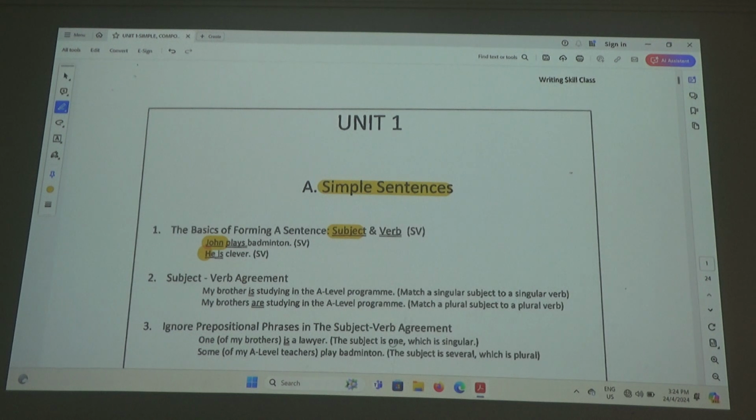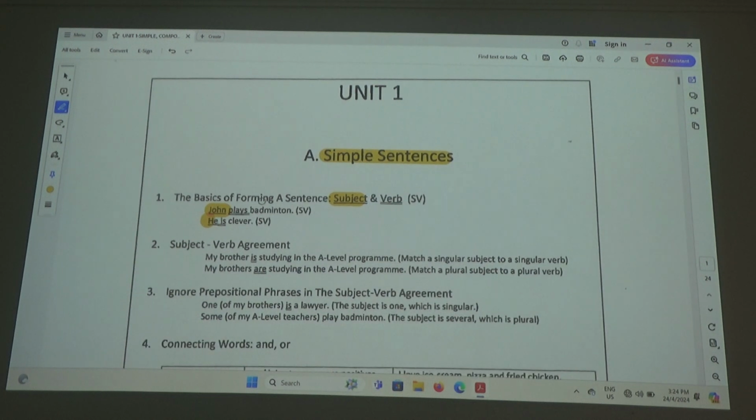Okay, what are simple sentences? The basics of forming a sentence is a subject and a verb. There must be a subject, there must be a verb. So that is what we call SV. SV means subject-verb. Okay, like John plays badminton. John is the subject, plays is the verb, badminton is the object. It's good to know SVO, but I don't want to focus on that. I just want to focus on S and V. Are we clear now?